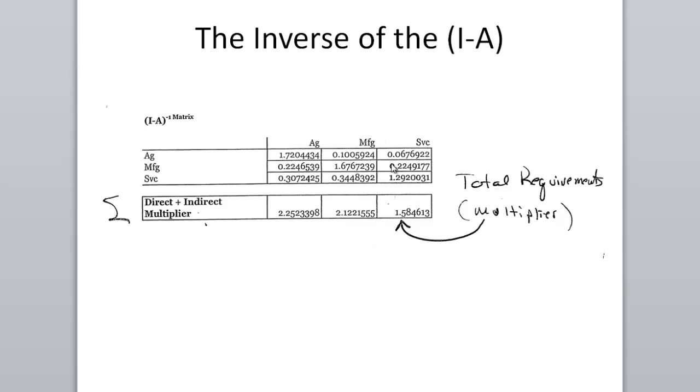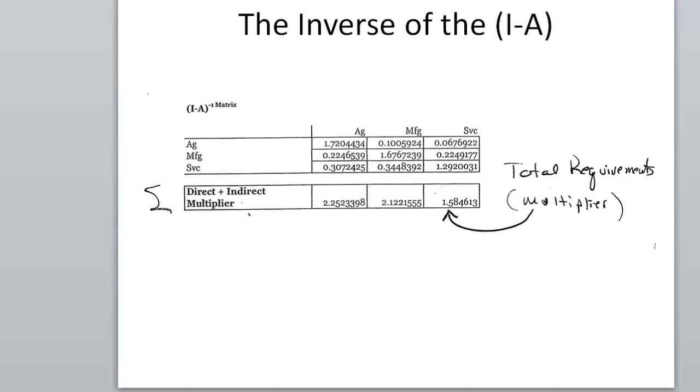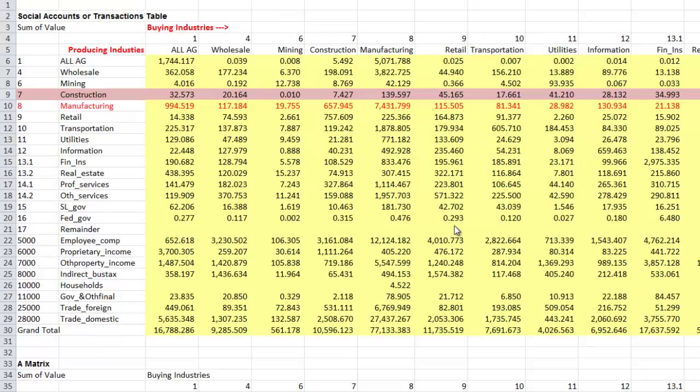And for the service sector, it's the same dynamic, but you can see that in the service sector, the multiplier is much lower. Both that within sector multiplier is lower, as well as the relationship to the other sectors is lower. So very quickly, this is what we're going to be working with in upcoming assignments.